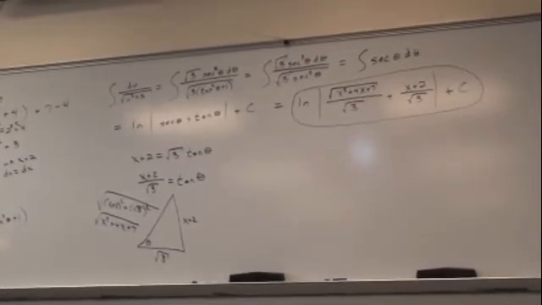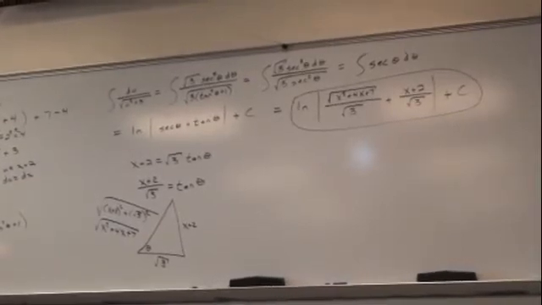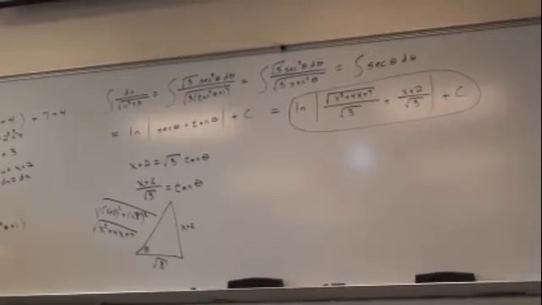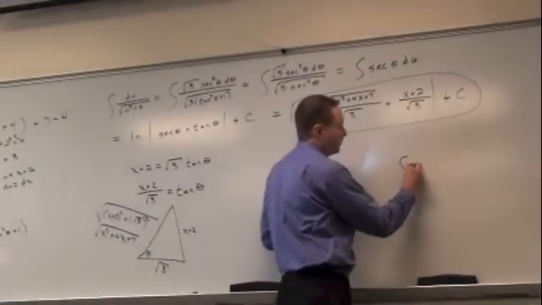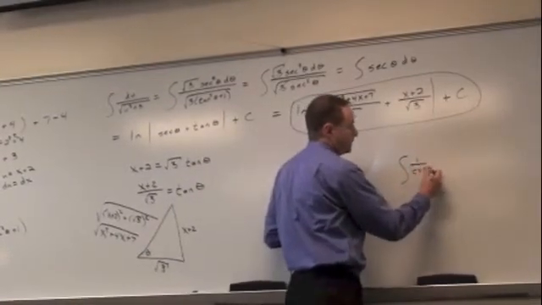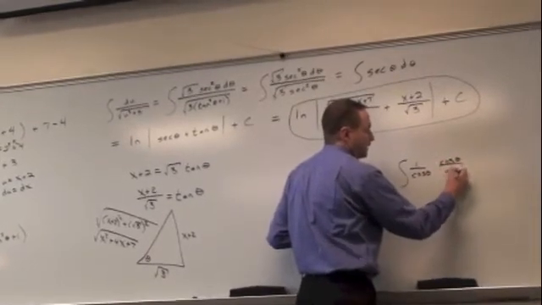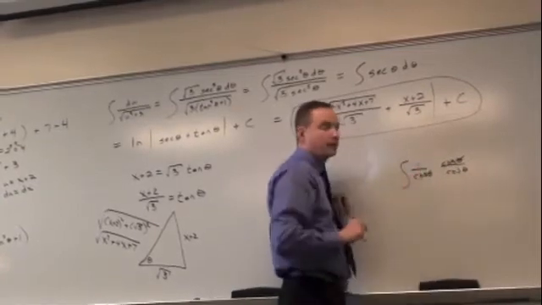Yeah? I just had a question. When you're back up there to secant theta d theta, when you said you could put it as 1 over cosine, couldn't you just multiply cosine over cosine and eliminate the cosine? Because you'd just be multiplying by 1. But notice that wouldn't help you any. If you multiply by cosine theta over cosine theta, you still got 1 over cosine theta.